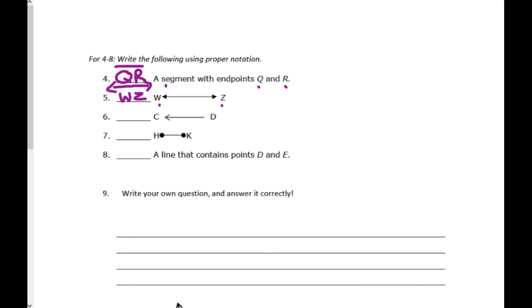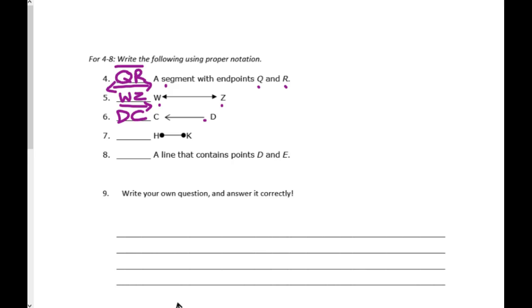Okay? Now, 6 is tricky. What is 6? What is that called? A ray. We always start with the endpoint. So this is D, and then goes towards C. Which way does the arrowhead go? Always to the right, and it's a ray, so there's one arrowhead to the right.